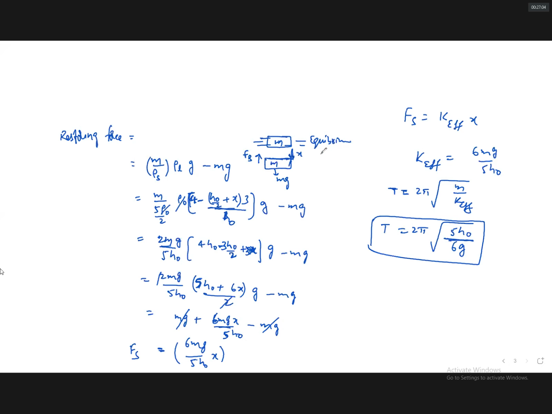So the block will perform SHM, and the frequency of oscillation we get is 1 by 2 pi into root 6g by 5 h naught. The block performs SHM because the restoring force is proportional to displacement but opposite in direction.